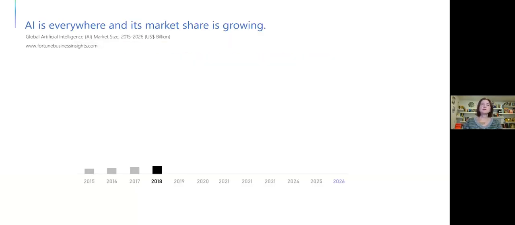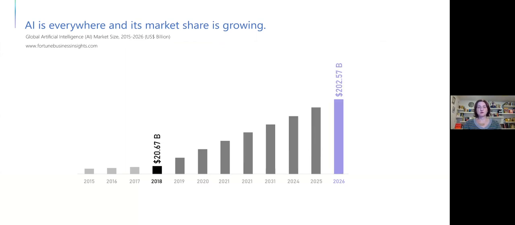And you can see that AI is everywhere and the market share is rapidly growing. So if in 2018, the market share was $20 billion, the prediction is by 2026, it's going to be $200 billion. That's huge, right? And it's also less than 5 years from now, which means that if you're not already working on something that is connected to an AI or is some kind of AI product, you will do that very soon.